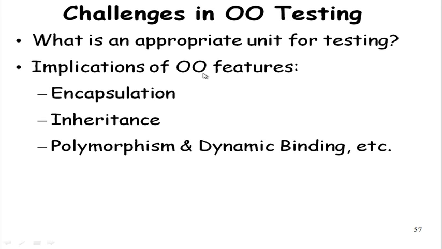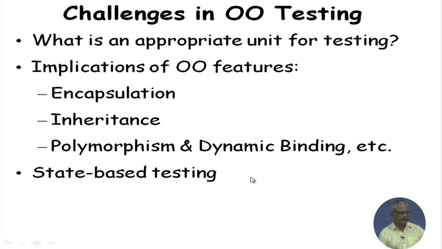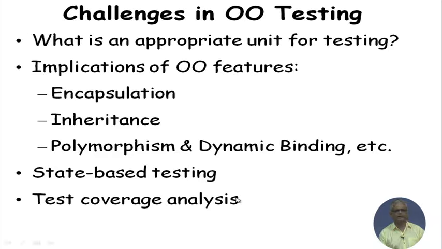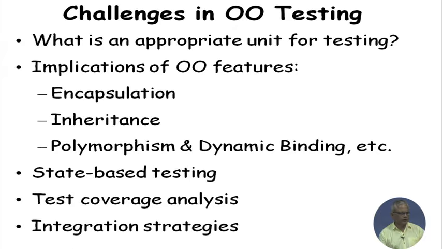The other thing is the good features of object orientation: encapsulation, inheritance, polymorphism, dynamic binding. We will investigate whether they help in testing, reduce the effort in testing, or make it more complicated and need more effort. Let us investigate that issue, and then examine the new type of testing needed, state based testing, and then look at the notion of test coverage analysis in the context of object oriented programming, and also the integration strategies.